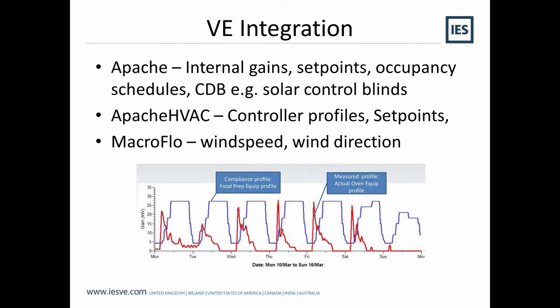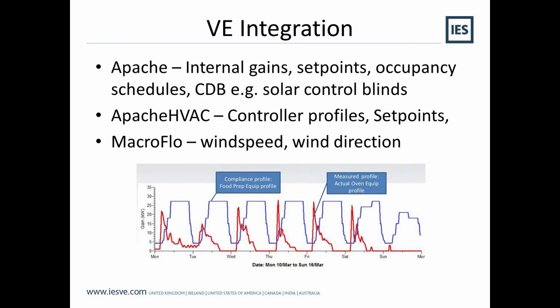This is an example in the compliance area. So this is in the UK. This would be the National Calculation Methodology, the NCM. Maybe in the States you're looking at ASHRAE, in Australia, again, maybe Green Star. So with the NCM, there's a typical profile which ships with it, and in this case it's a food preparation equipment profile, and that's the blue line.